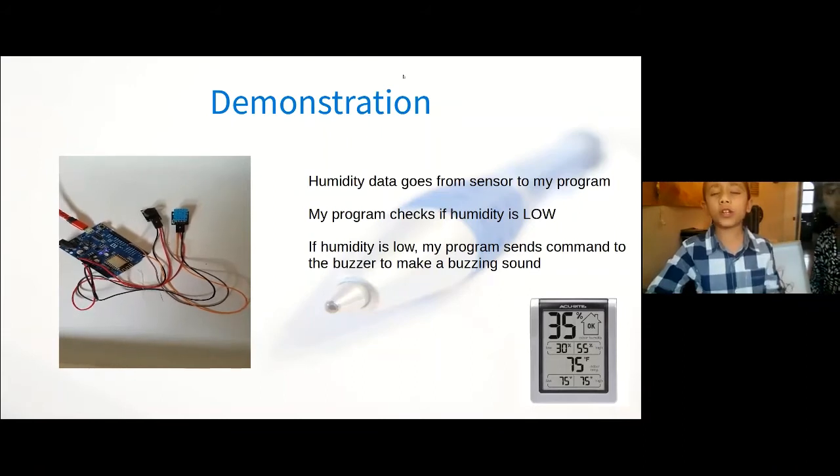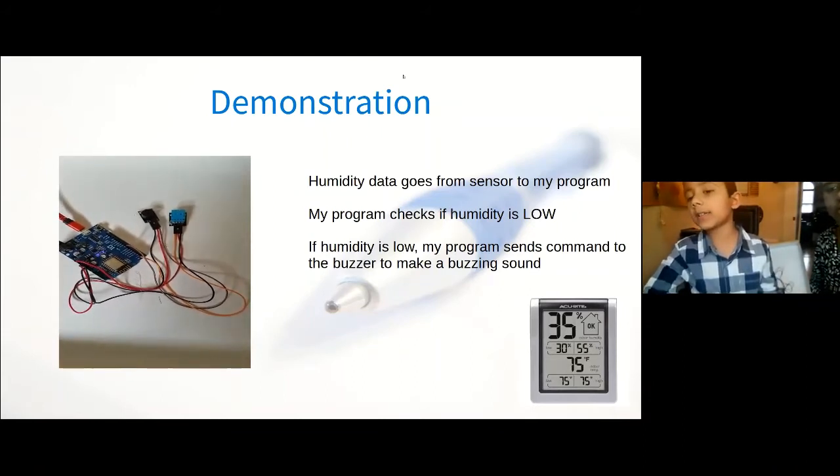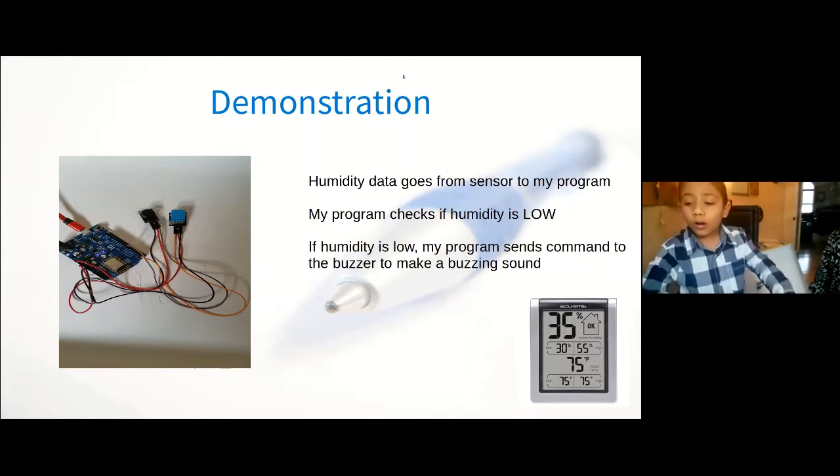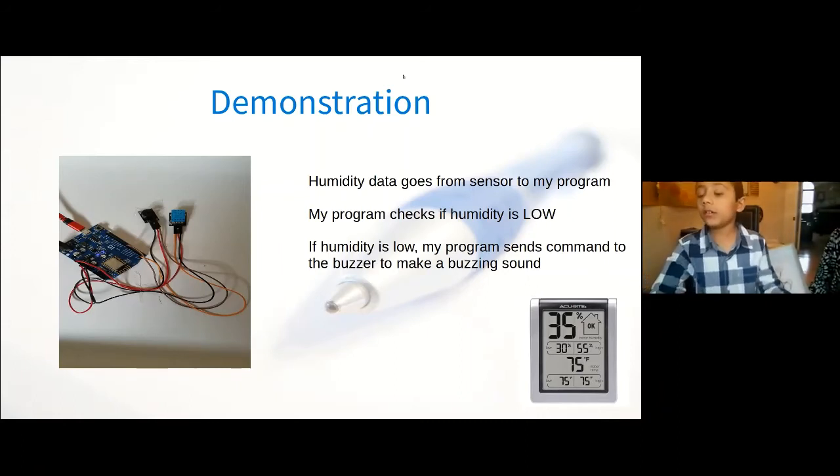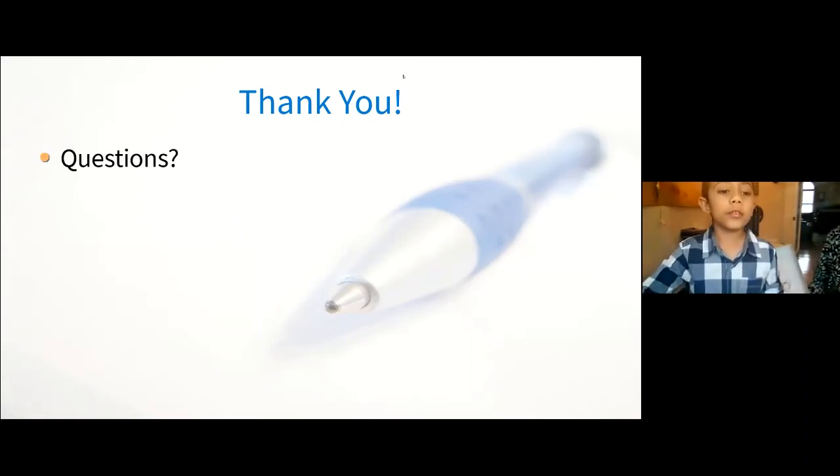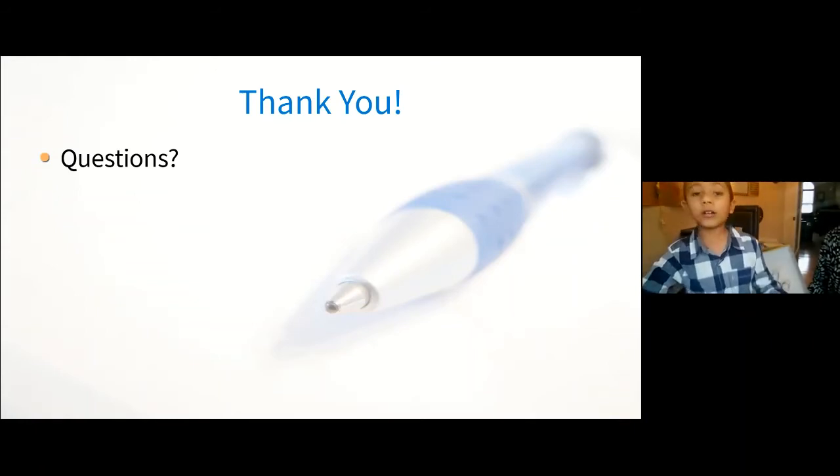So, demonstration. Humidity data goes from the sensor to my program. My program checks if humidity is low. If humidity is low, my program sends a command to the buzzer to make a buzzing sound. Also, make sure the program is good with the hygrometer. If you have any questions, you may please talk. Thank you.